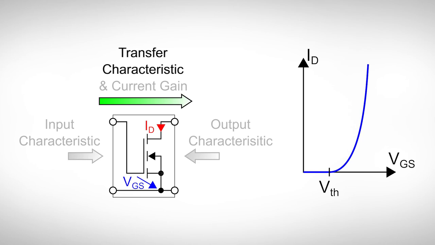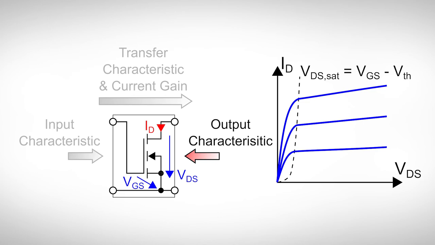The transfer characteristic is where things get interesting. It tells us how the gate source voltage, VGS, impacts the drain current, ID. At 0 volt gate source voltage, no drain current is flowing. Only if we increase VGS above the so-called threshold voltage, VTH, the transistor starts to conduct current. This is expected, as we have to create this electric field from before, which of course requires some voltage.